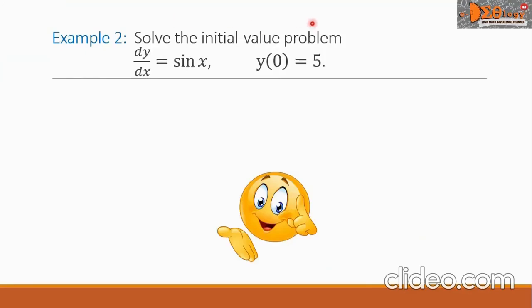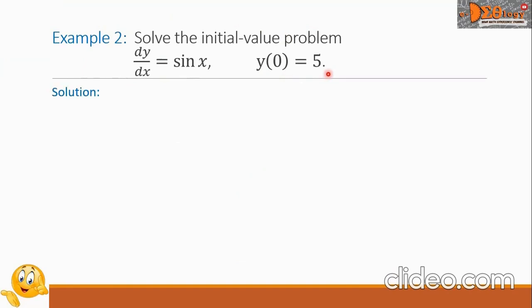Solve the initial value problem dy over dx equals sine x, and this initial condition y of 0 equals 5. For our solution, we can have the shortcut of y equals the integral of this function sine x dx. Solving for the integral, we have now y equals negative cosine x plus c. This is now the general solution. Next step is to find the value of c.